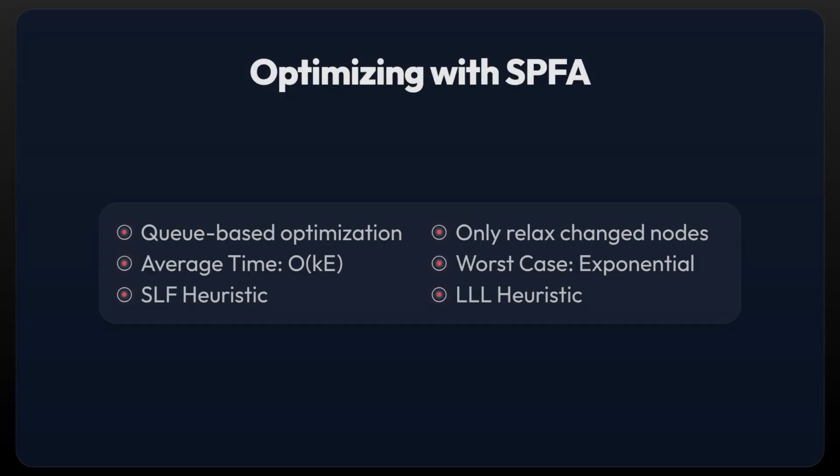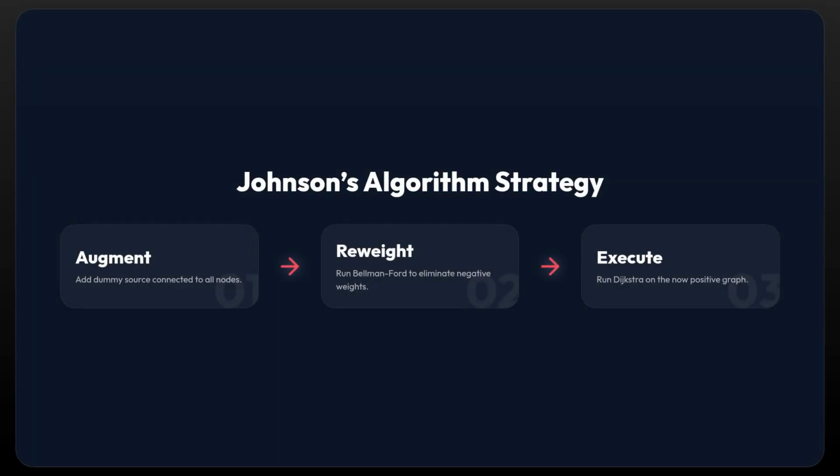We can bridge the gap between these algorithms with the shortest path faster algorithm, or SPFA. Instead of blindly relaxing every edge, SPFA uses a queue to only process vertices whose distance has actually changed. In practice, this is incredibly fast, often linear, but be warned, in the worst-case scenario, adversarial graphs can make it slower than standard Bellman-Ford.